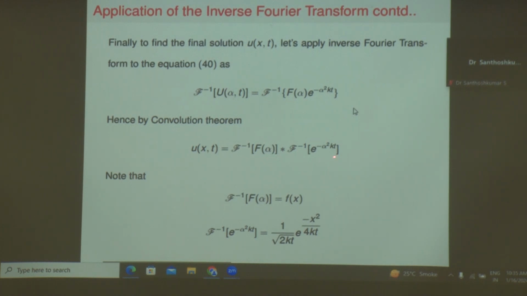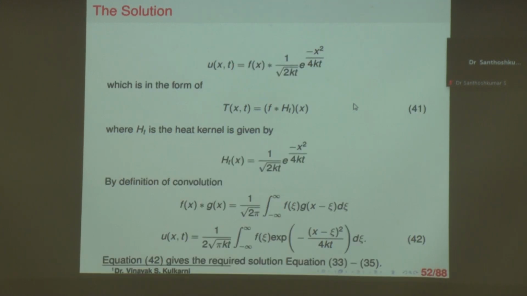I will substitute over here, but the direct product is not our solution, their convolution is our solution. So here I have written that the convolution of these two particular functions is the solution. Again, this can be written in the form I told you in the last few slides. This can be written in the form of f star h_t. What is h_t? h_t is the heat kernel for this particular problem.